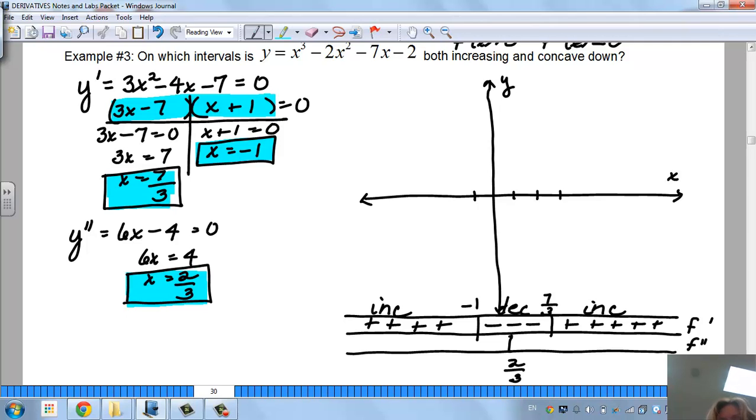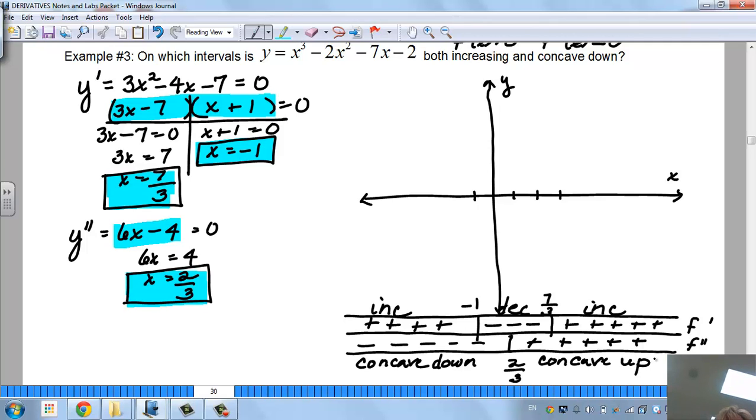Okay, so let's go to the left and right. We're going to go back to this and plug in some numbers to see what's happening with the concavity. To the left of 2/3 we'll say is 0, so that would be negative. To the right of 2/3, let's pick 2, for example. That would be positive. So this shows that it's concave down here, and then it's going to be concave up here.